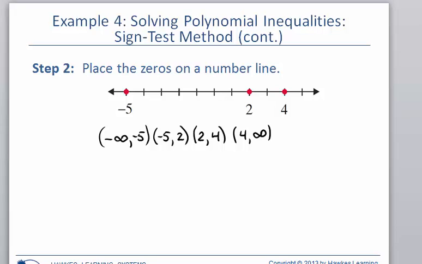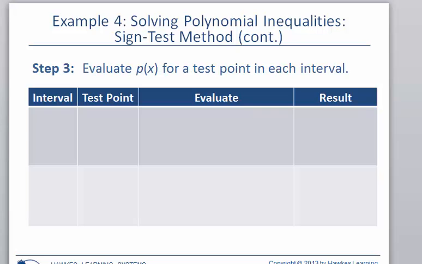We're going to take our 4 intervals and put them in a chart. So let me write them down here. Our first interval is going to run from negative infinity to negative 5. Then we have an interval from negative 5 to 2. We have an interval from 2 to 4. And we have an interval from 4 to infinity.